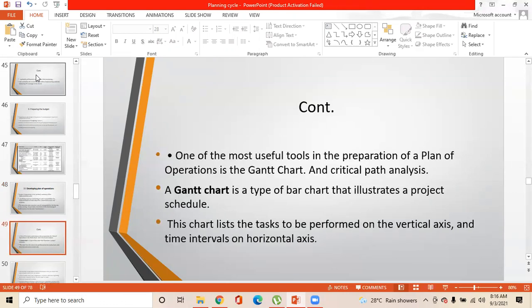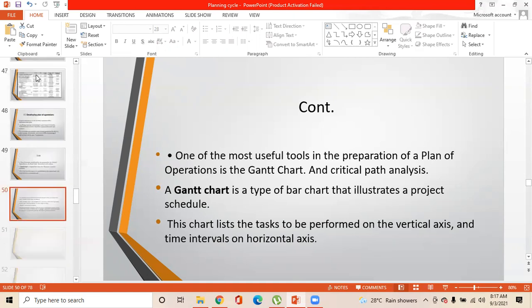One of the most useful tools in the preparation of a plan of operation is the Gantt chart, and the other is critical path analysis. A Gantt chart is a type of bar chart that illustrates a project schedule. The chart lists the tasks to be performed on the vertical axis and time interval on the horizontal axis.